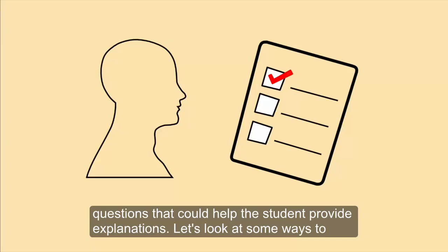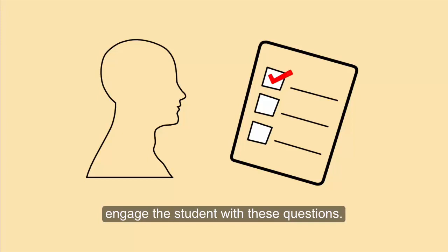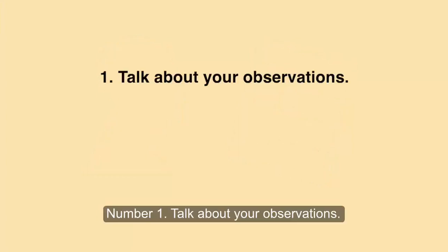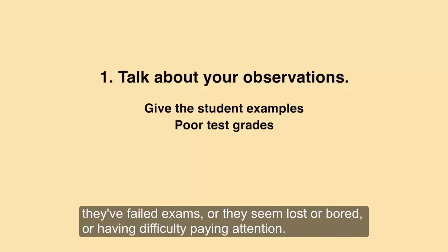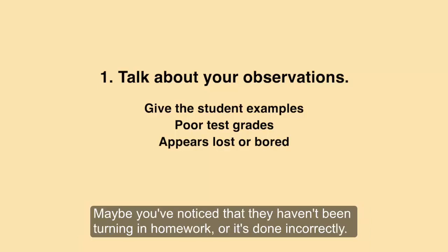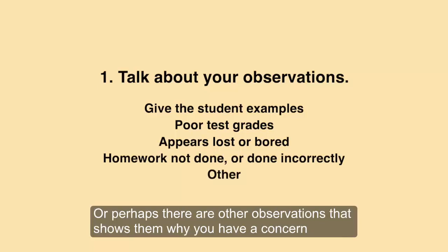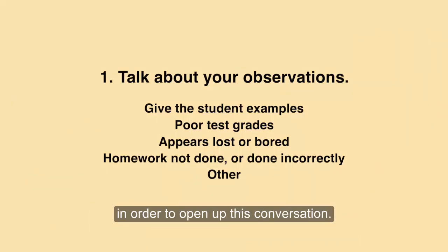Let's look at some ways to engage the student with these questions. Number 1, talk about your observations. For example, you could say to the student that you are concerned and that you have noticed they failed exams, or perhaps they seem lost or bored or having difficulty paying attention. Maybe you've noticed that they haven't been turning in homework, or it's done incorrectly. Or perhaps there are other observations that show them why you have a concern, in order to open up this conversation.